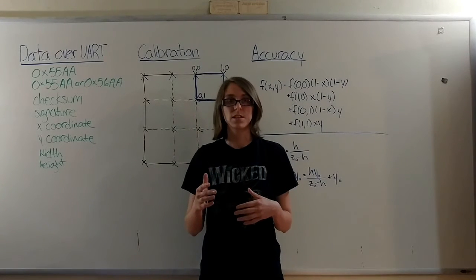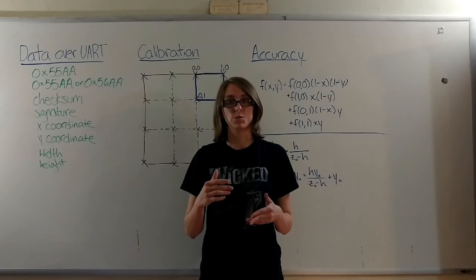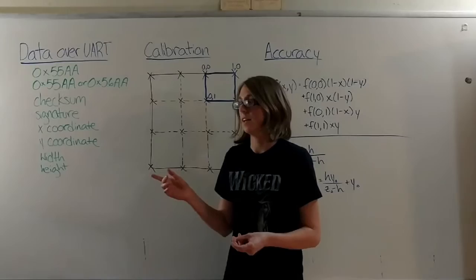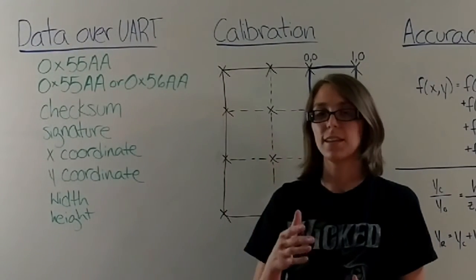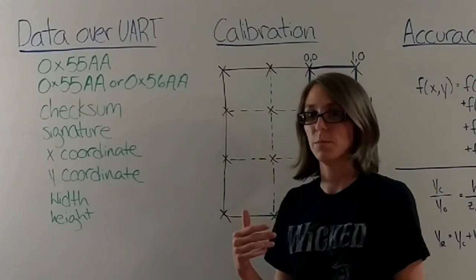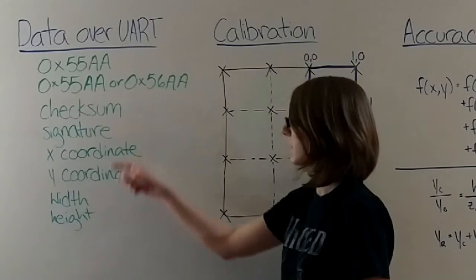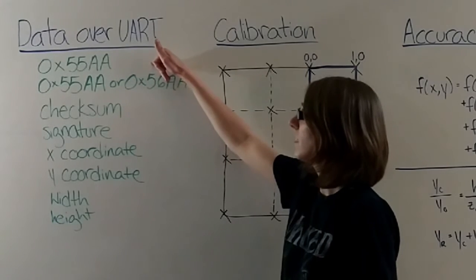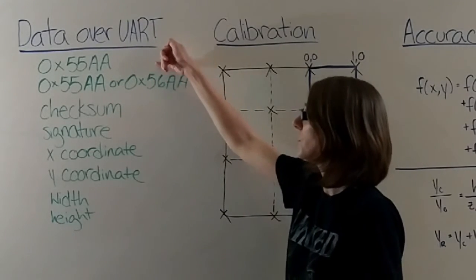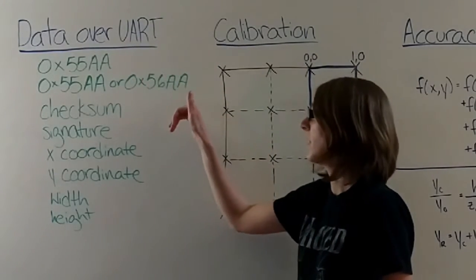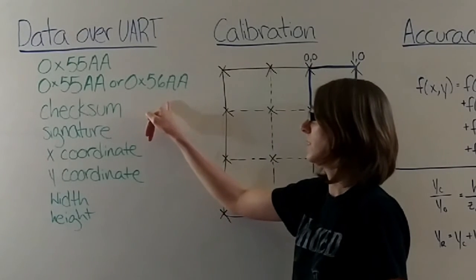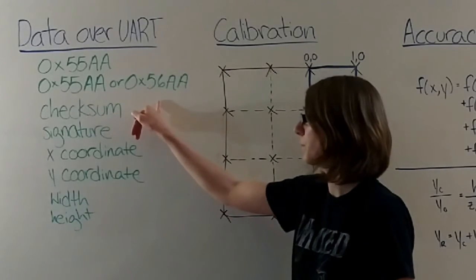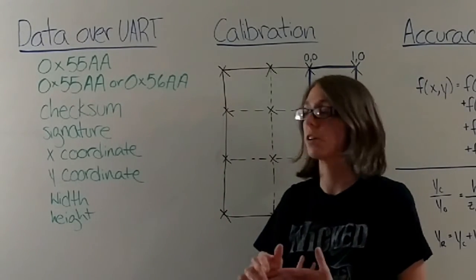The communication that I use to get the data from the Pixie camera is over UART, and the data that is transmitted from the Pixie camera is in this order. First there is a sync value, which is 55AA, and then the next value is either 55AA or 56AA, depending on if it's a solid color or a color code.